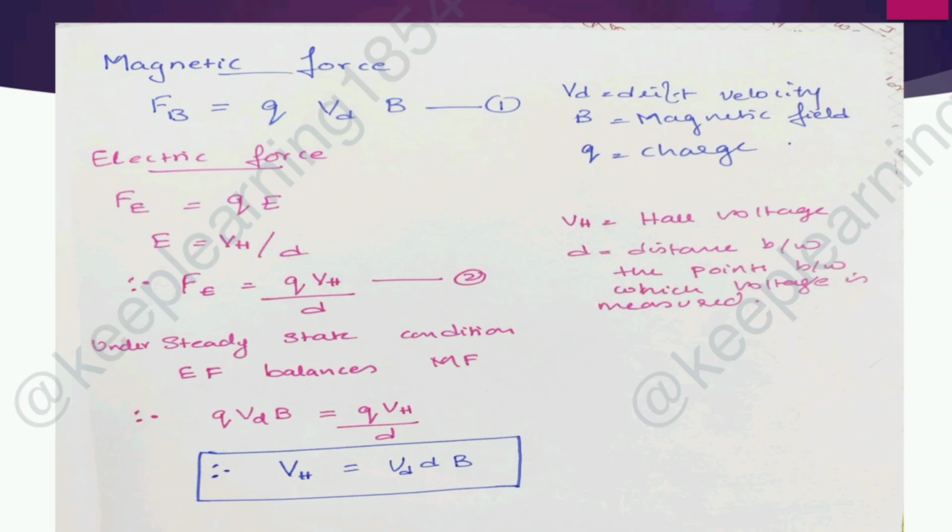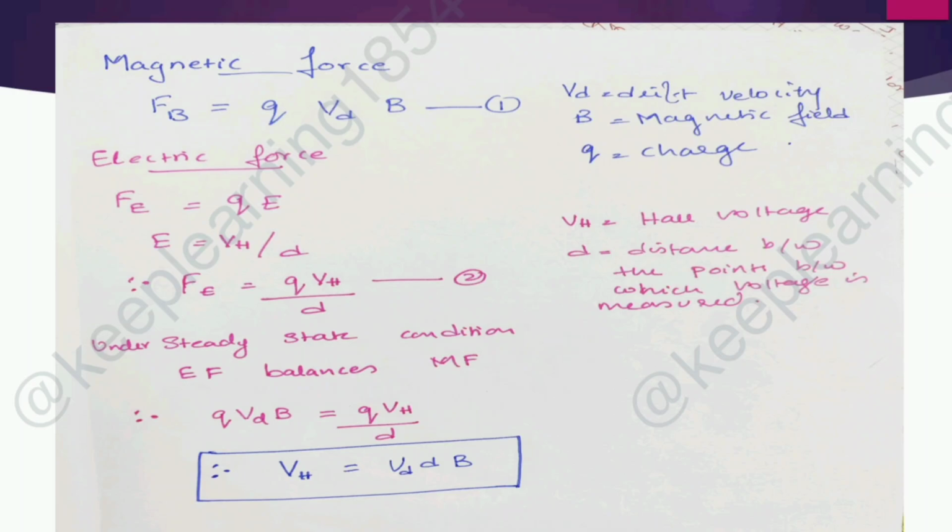First, let us see what is the magnetic force acting on the material. That can be given as Fb equal to Q into Vd into B, where Vd is the drift velocity of the carriers, B is the magnetic field, and Q is the charge. That is equation 1, the magnetic force acting on the material. Now moving on to the electric force, it can be given as Fe equal to Q into E. Q is the charge, E is the electric field.